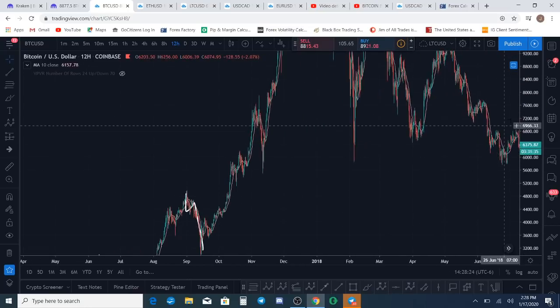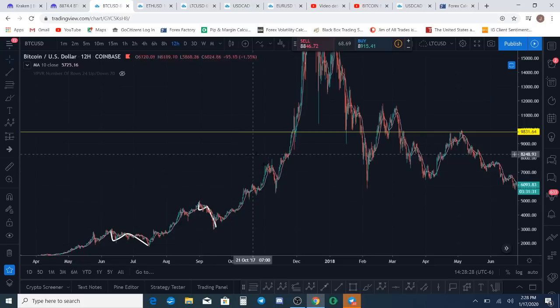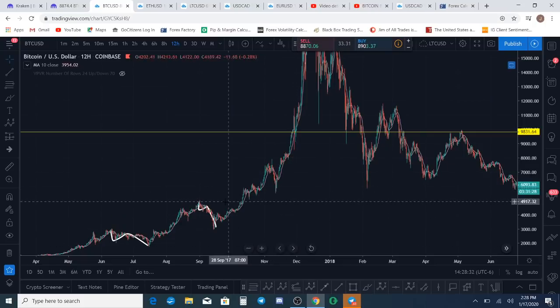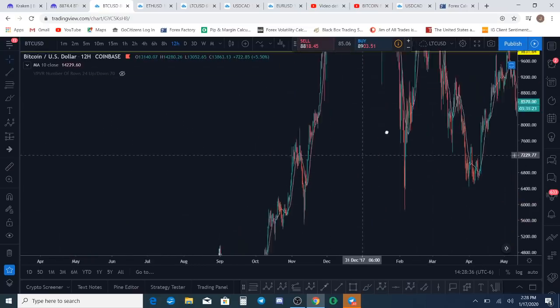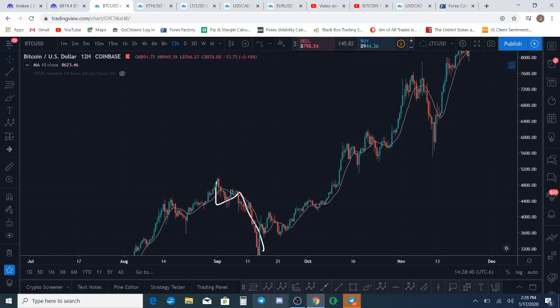Let's go to the next impulse. Now the next one is right here. Sorry. Let me zoom in just a little bit here. There we go. Right there.